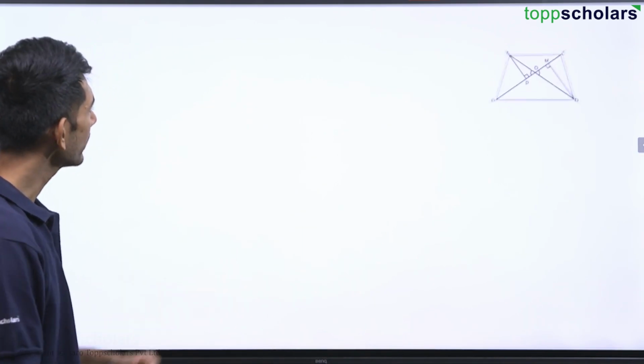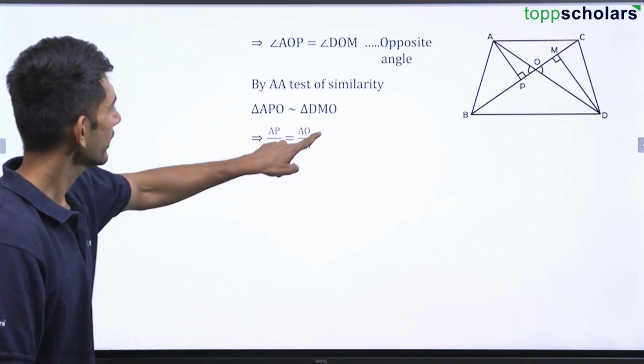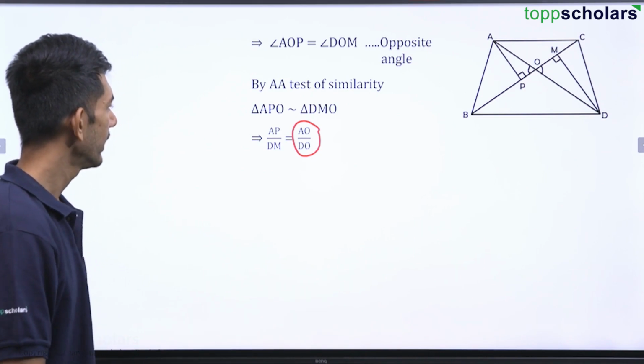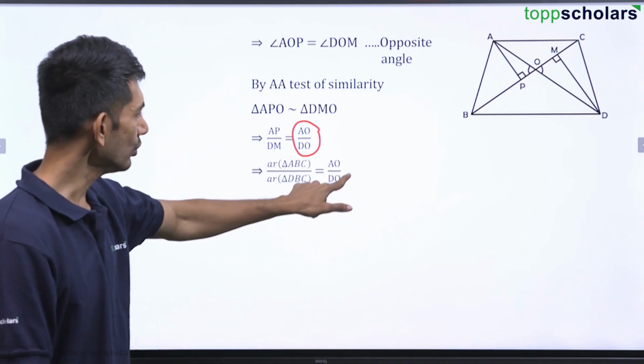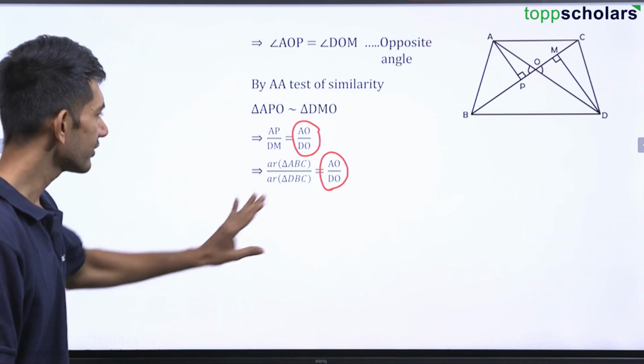So as you can see over here, correct, AO by DO. And that is exactly what we were supposed to prove, right? So they can ask you this as well.